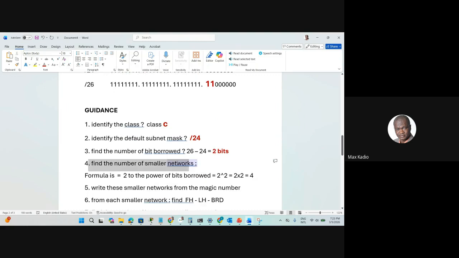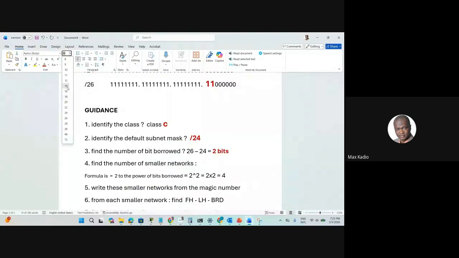Find the number of smaller networks. You use your formula: 2 to the power of bits borrowed. I did borrow 2 bits from here. You see, I did borrow these 2 bits, so 2 to the power of 2 is 4. I have 4 smaller networks.